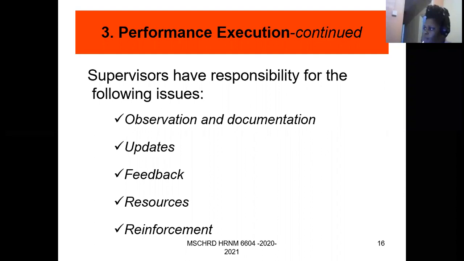Feedback, we have spoken a lot about feedback. And coaching is one of the elements of feedback. So we will also decide whether we're going to make coaching a requirement of all managers and supervisors.